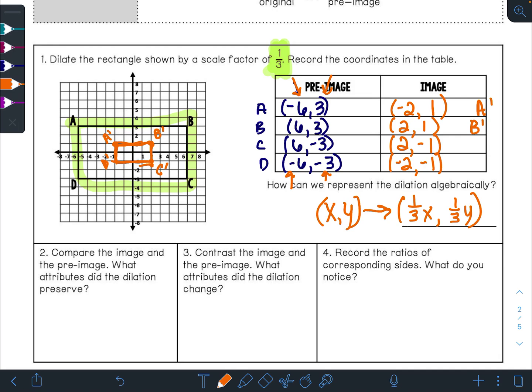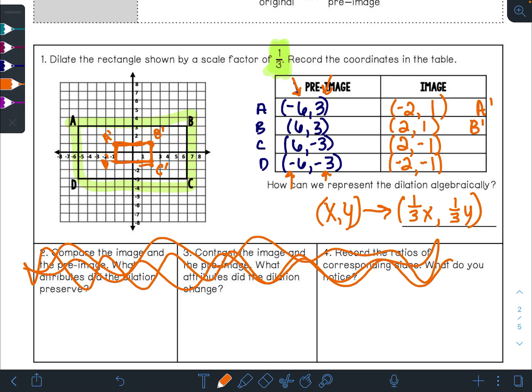If we're comparing the image and the pre-image, and it asks what attributes the dilation preserved, we're not going to really worry about these things down here. We're not really going to address that.